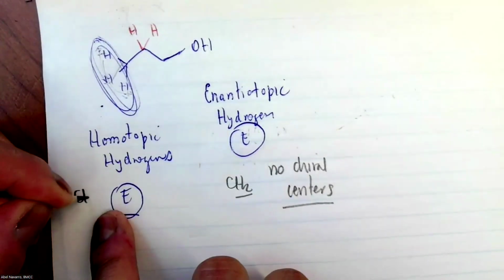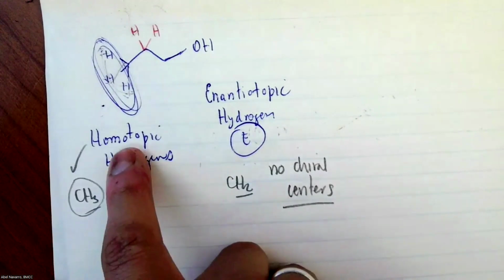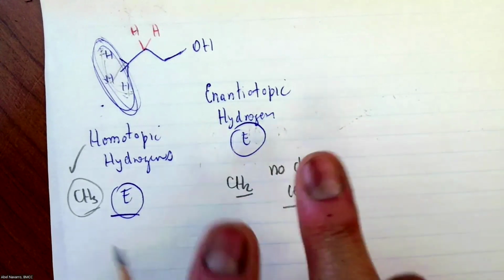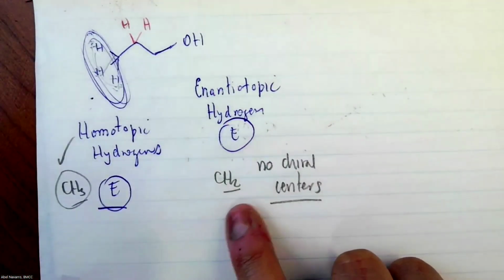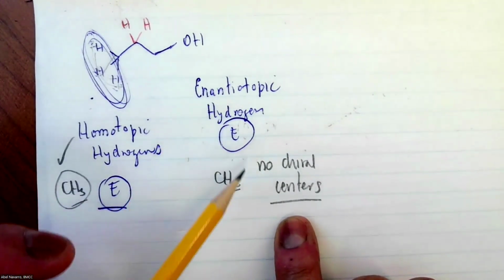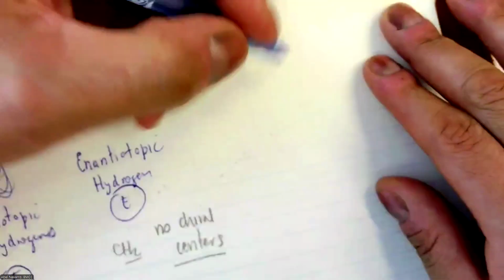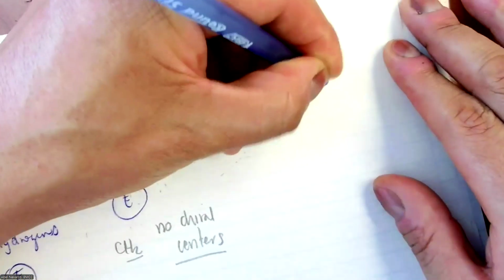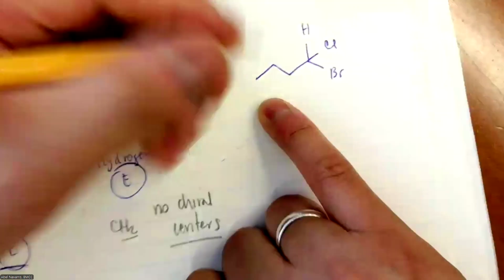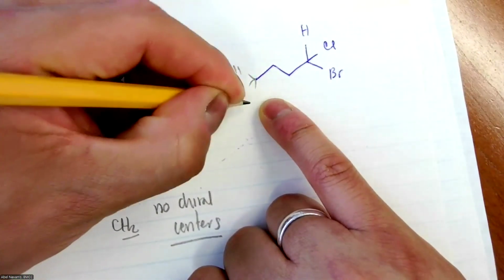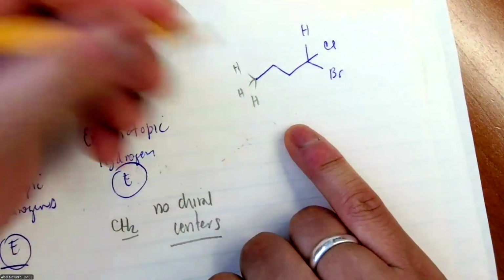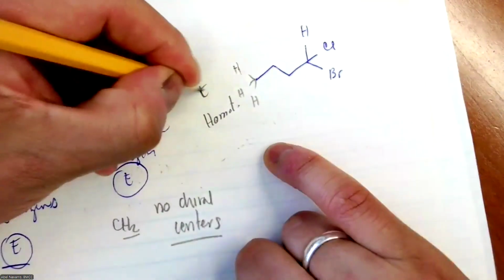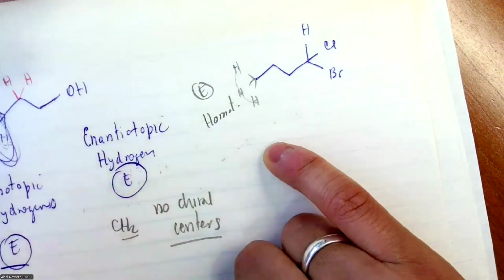What about this one? The homotopic, any CH3. Any CH3 is homotopic. What about the CH2? The hydrogens in the CH2, because there are two of them. If there is no chiral center, then they are called enantiotopic hydrogens. What if you have a molecule that has a chiral center? Chlorine, hydrogen, bromine. And what about this CH3? CH3s are always homotopic. Therefore, they're all equivalent. That means all these H's are the same.